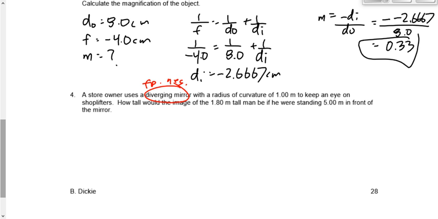What does this radius thing matter? We just went through this in question number 3. Where does the radius come into play? That's 2f, right? So f is going to be negative 0.500 meters, negative because it's a negative focal point because it's a diverging mirror, and it's half the radius. Something is 1.8 meters. What's that? That's ho, and it's positive because we're going to assume the man's standing on his feet, not on his head in the store.